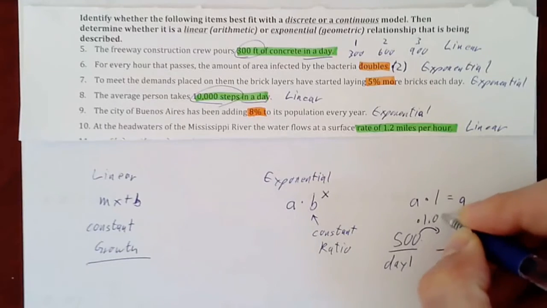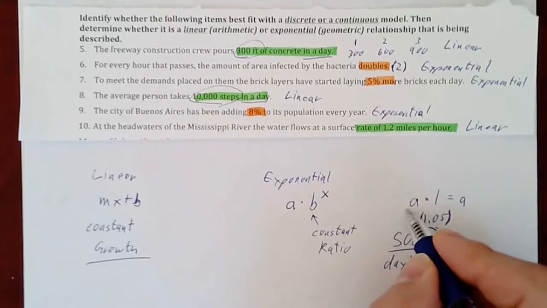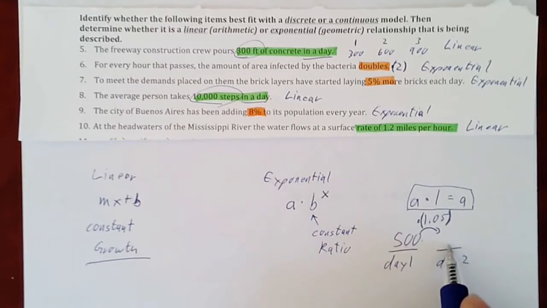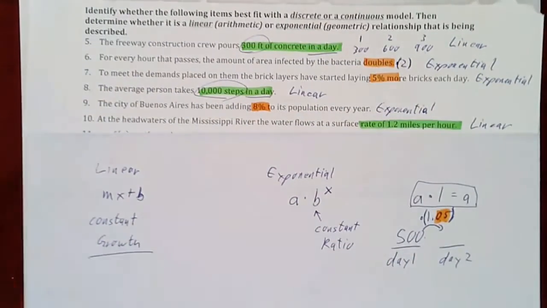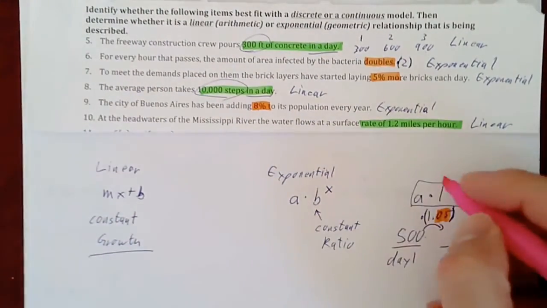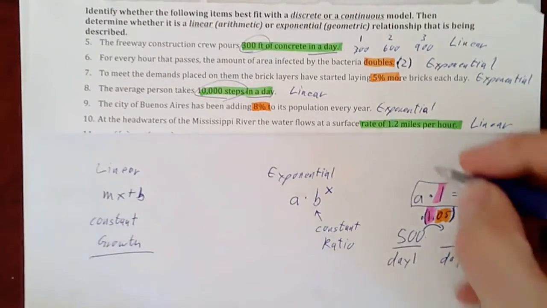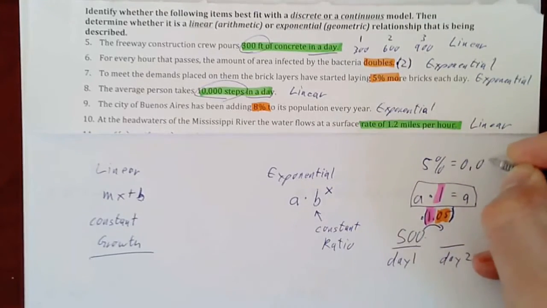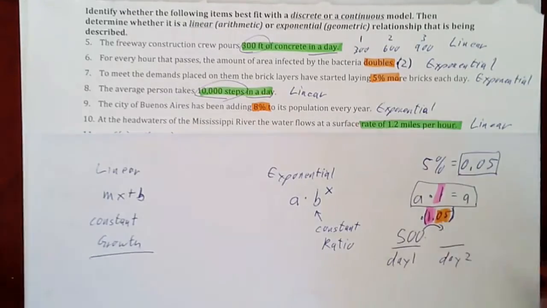Why 1.05? Well, I just told you that a times 1 is equal to a. So 500 times 1 is going to give me 500. And this part right here is my percentage of increase. So I'm adding 5%. So I'm taking my 1 and I'm adding 5%. And 5% as a decimal, as a reminder, is 0.05. And 0.05 plus 1 gives me 1.05.